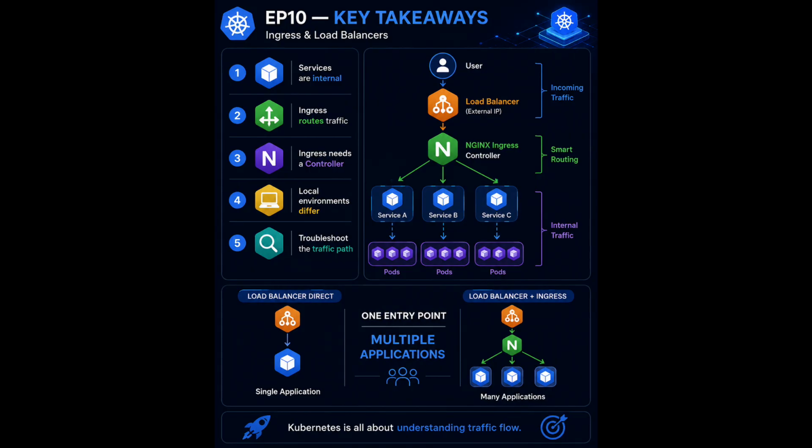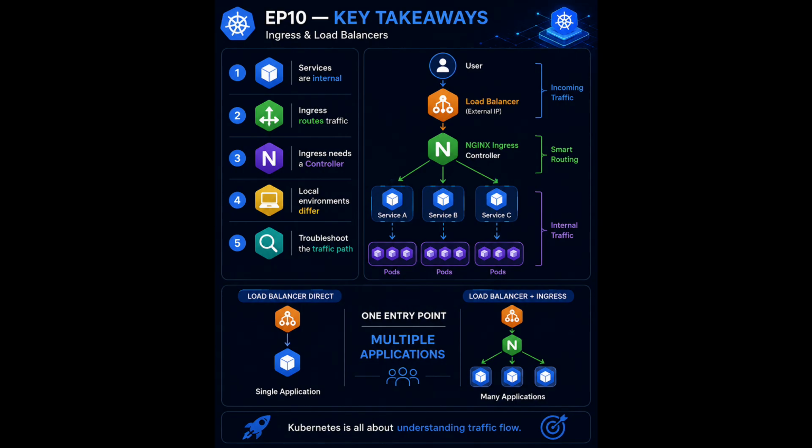Today, we learned how applications are exposed outside the cluster. We saw why services alone are not always enough. We learned how Ingress provides intelligent routing. We installed an NGINX Ingress Controller. We explored how load balancers and Ingress work together in production environments. And most importantly, we walked through a real troubleshooting scenario and learned how to follow the traffic path step by step.